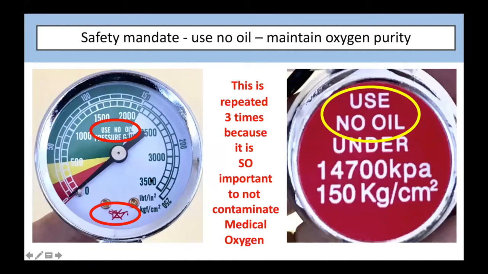We're getting to the end here. Let's talk about some final safety mandates. Use no oil. Maintain the oxygen purity. You can see that this is repeated on this flow meter regulator 3 times because it's so important. Use no oil, and then a little image, an icon of an oil can. Do not lubricate these with oil if they seem sticky, or you're trying to remove them from the cylinder and you think you should lubricate it. Do not use any oil ever.